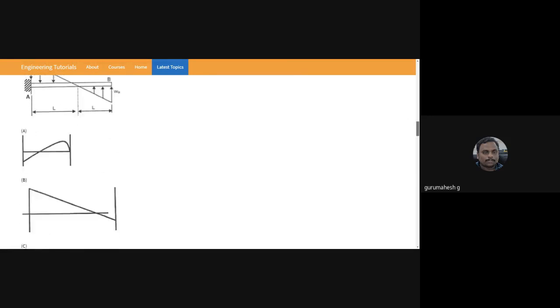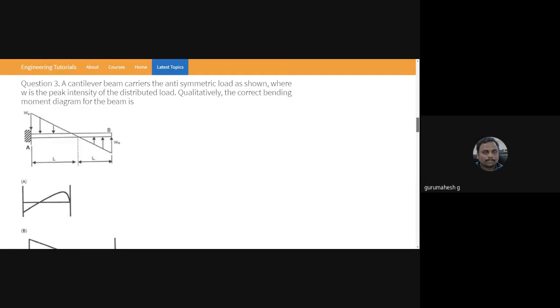So see this diagram. It's a cantilever beam that carries an anti-symmetric load as shown in the figure, W is the peak intensity of the distributed load. Which is the qualitatively correct bending moment diagram? This is the beam. So the load is acting like this, over length L. Then what is the correct bending moment diagram? We just need to draw the bending moment diagram for this condition.